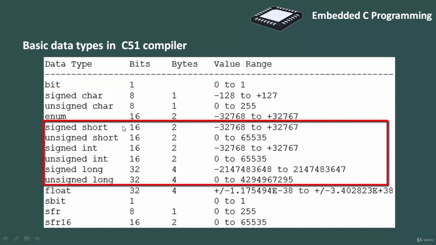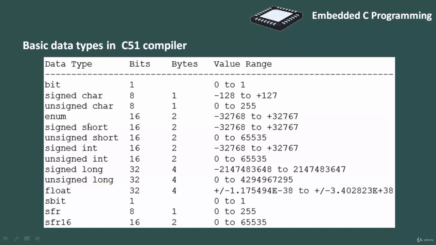Int. As the name suggests, int variable is used to store an integer. Signed short, unsigned short, signed int, signed long, unsigned long, all these are int data types. Unsigned int, it's 2 byte long and it supports value from range 0 to 65535. Most of the data types are signed by default and the character is unsigned by default.